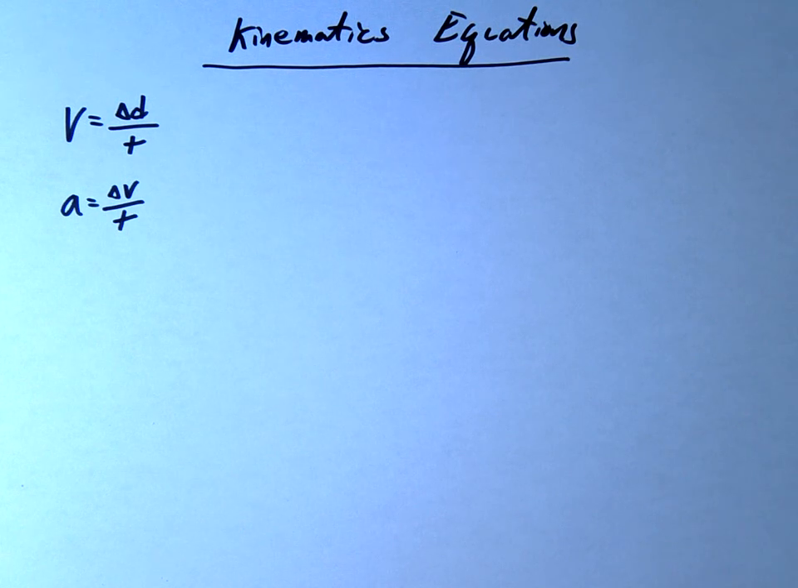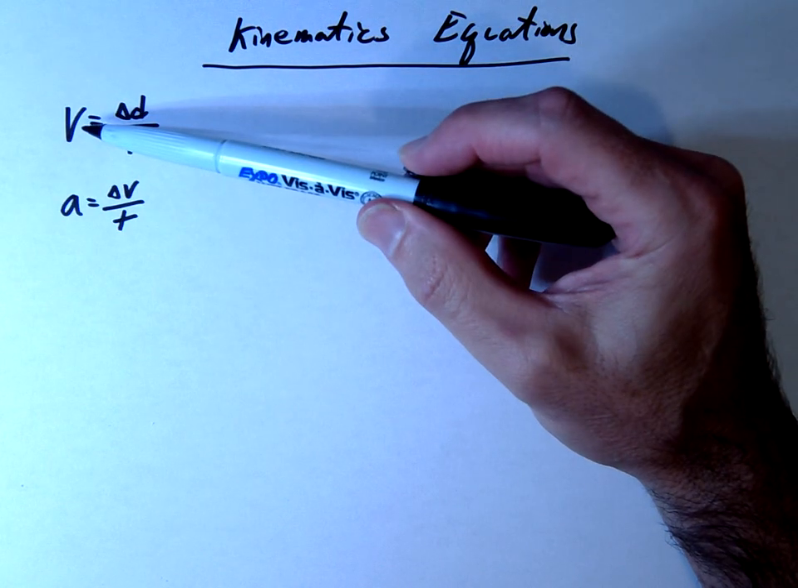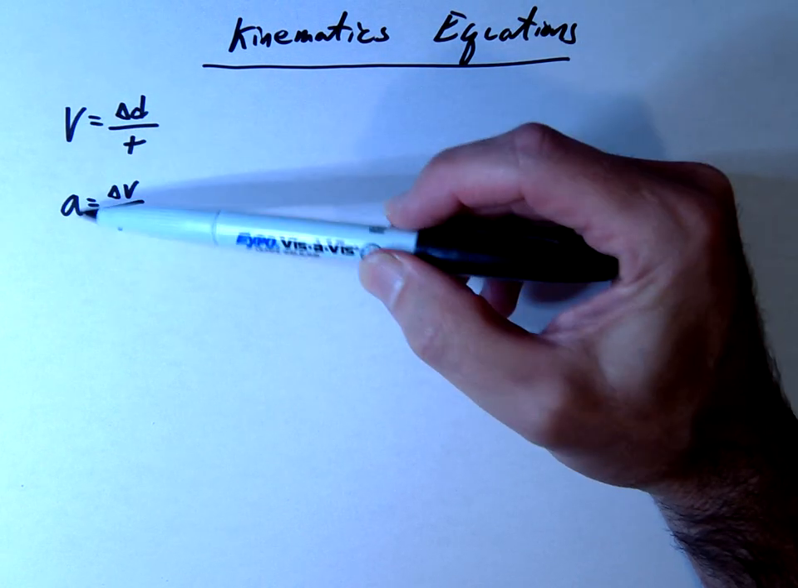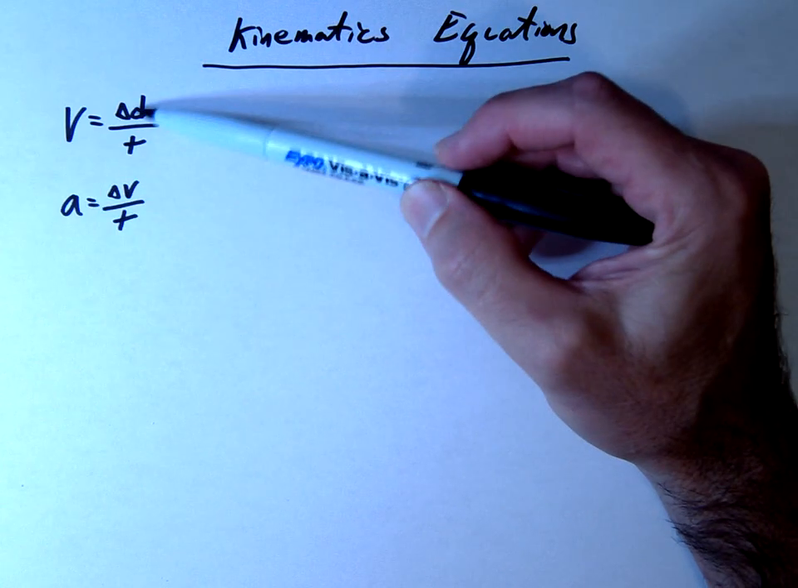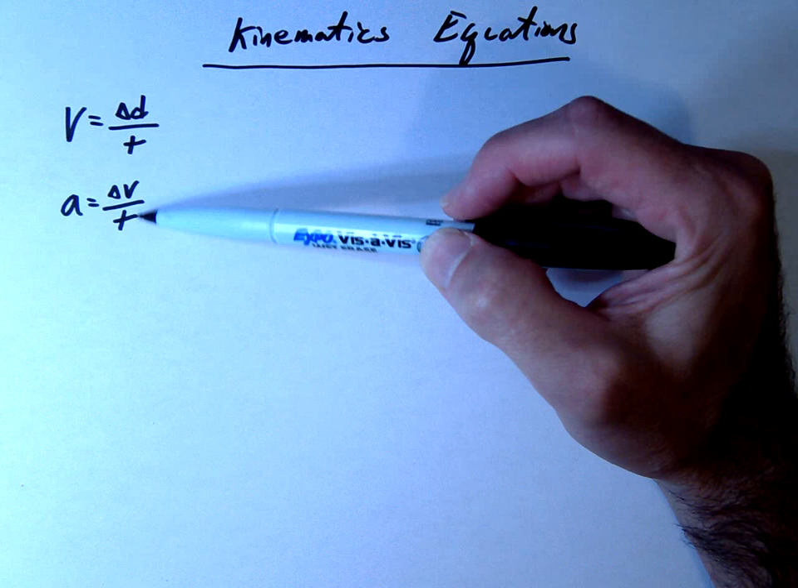So I'm going to go ahead and derive the kinematics equations of motion. The reason I'm doing this is I want you to see that these four equations are not pulled out of thin air. They actually come from very specific places. The two main places they come from are the definitions of velocity and acceleration, where velocity is the displacement over time, and acceleration is the change in velocity over time.